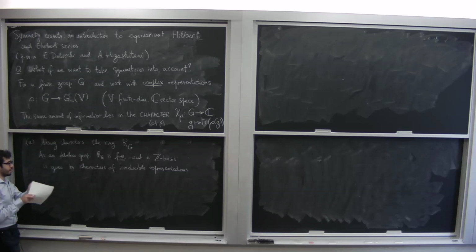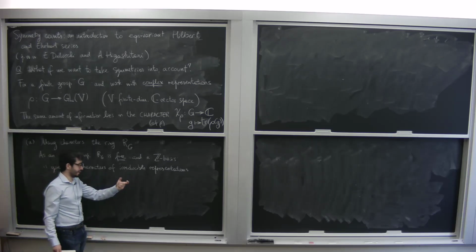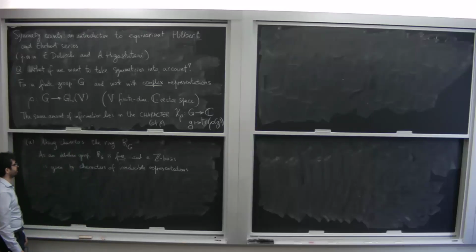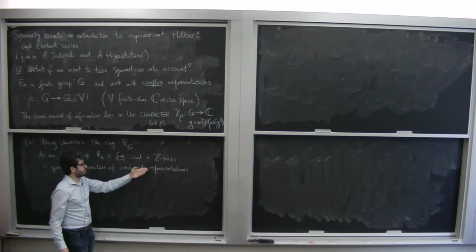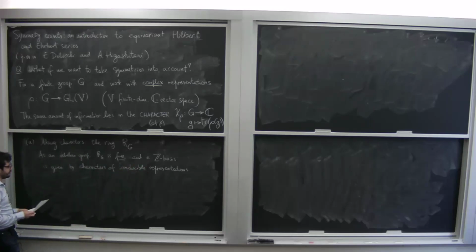Because if that happened, I could actually split my representation into two smaller ones, the direct sum of two smaller ones, and I can only play that game a certain number of times until I hit something that cannot be split even further. Okay, so this is my basis. So I'm going to get a Z basis, which means that I'm going to see stuff like minus a character, and that's exactly the kind of manipulation that I need.